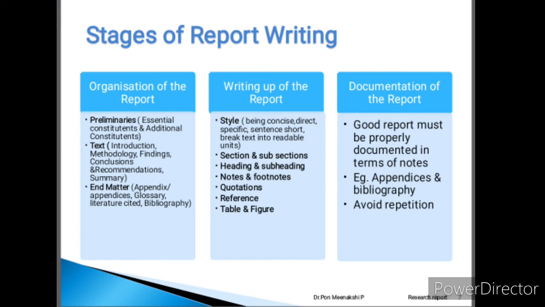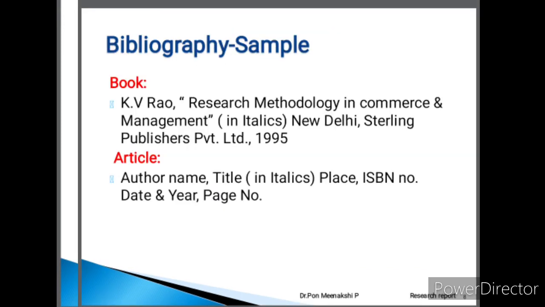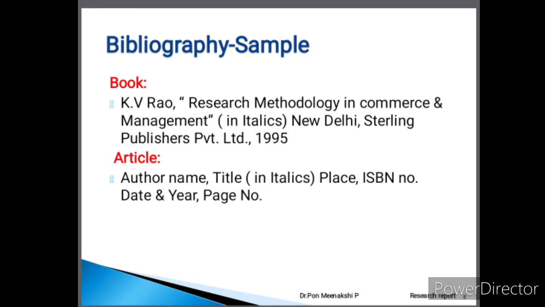Next, we'll see how to write a bibliography. I would like to mention a sample here, because students commit mistakes while preparing projects. How to write a bibliography? If they are referring to books, you have to mention the author name, comma, then the book name. Book name must be in italics, and then the place, publisher name and year. This is the way you have to write a bibliography.